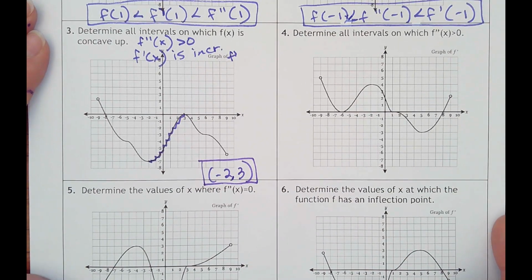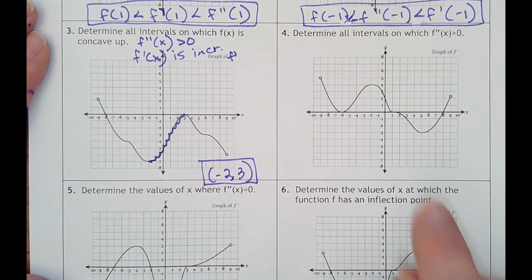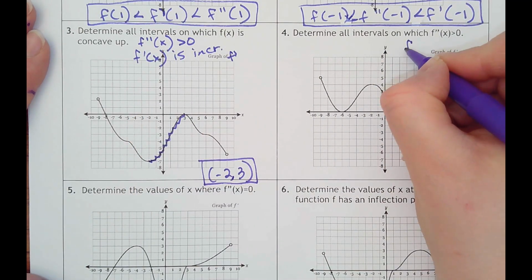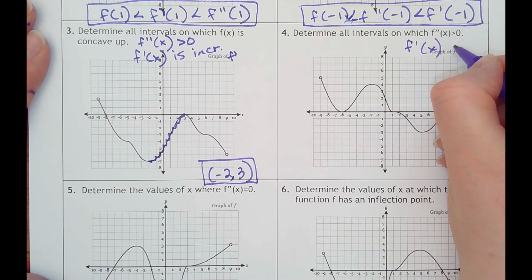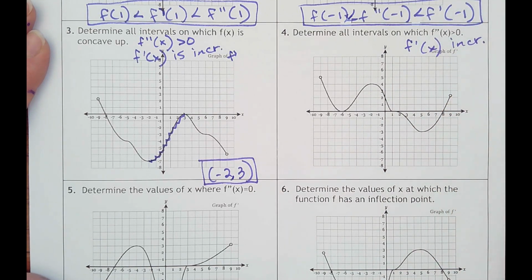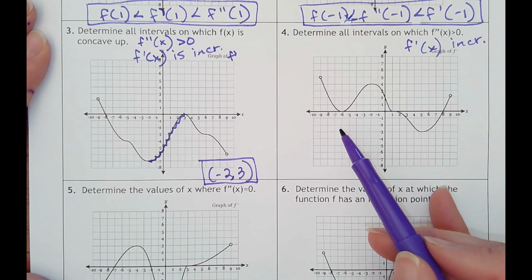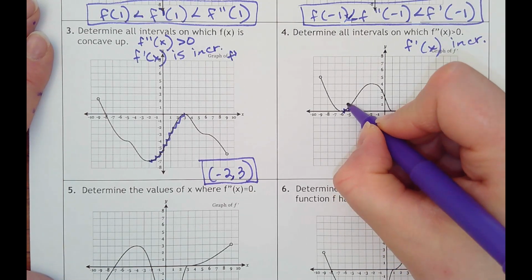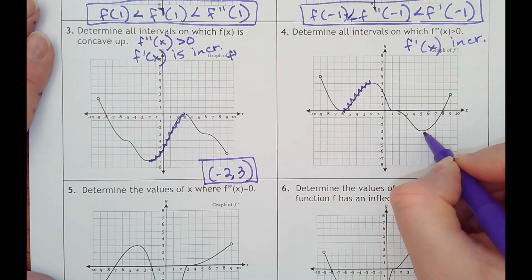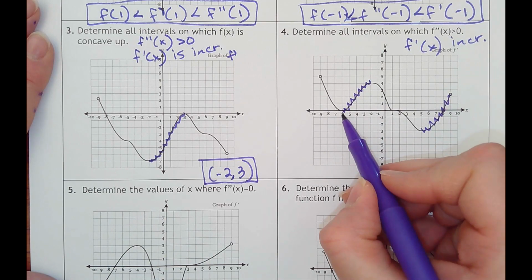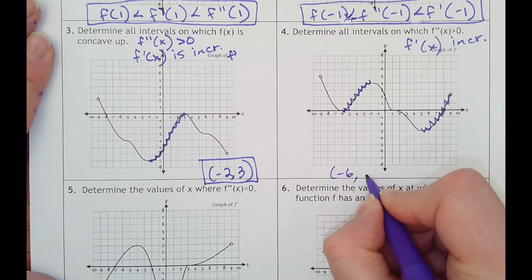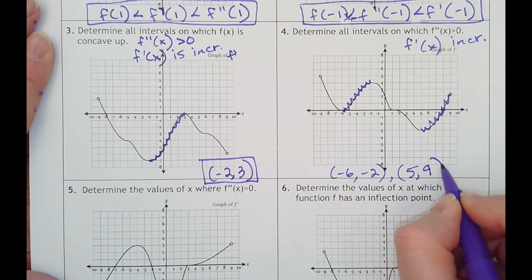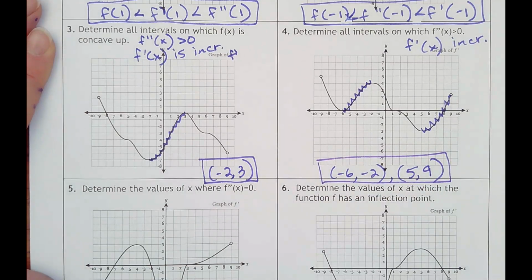Number 4, determine all intervals on which f double prime of x is greater than 0. That's exactly what I wrote here. Again, this deals with concavity, but we're saying where is f prime of x increasing? Where is the slope going up? Because I want to be able to plot f double prime in the positive y values. So I would say it's increasing here and here. Two intervals, we got -6 to -2 and 5 to 9. So those 2 questions are really asking the same thing, just different wording.